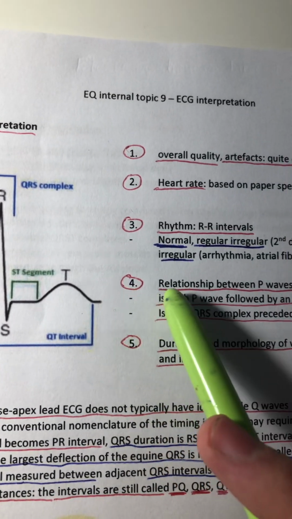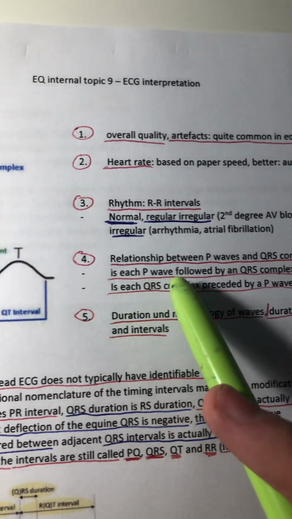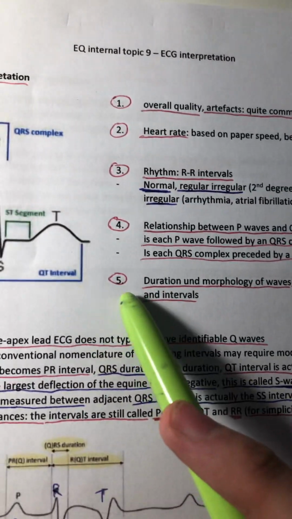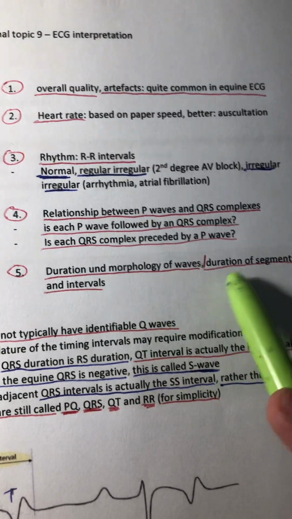Number 4, the relationship between the P waves and the QRS complexes. Is each P wave followed by a QRS complex? Is each QRS complex preceded by a P wave? And the duration is number 5, on the morphology of the waves, and the duration of the segments and the intervals.